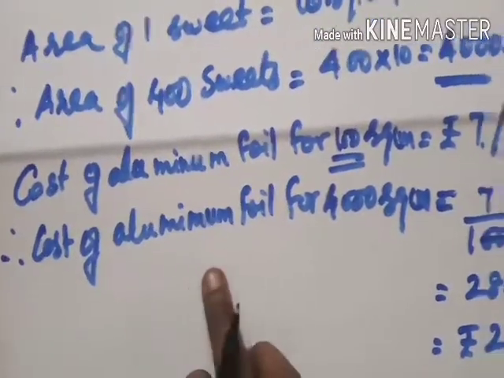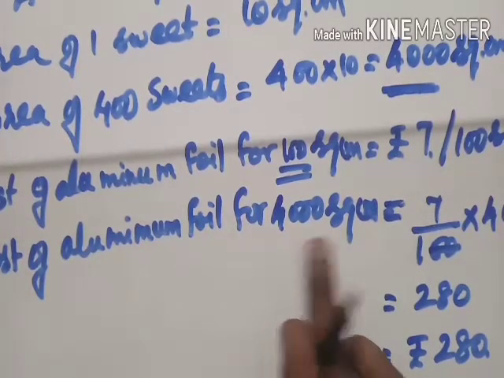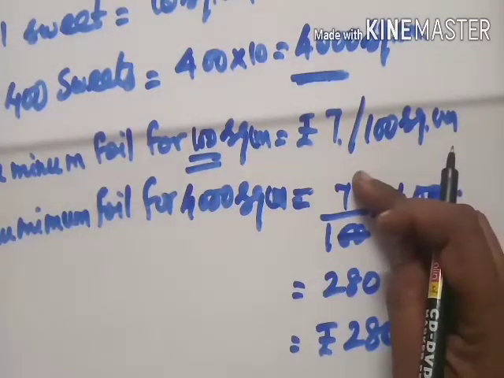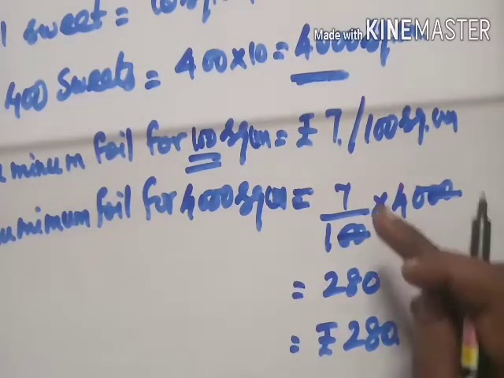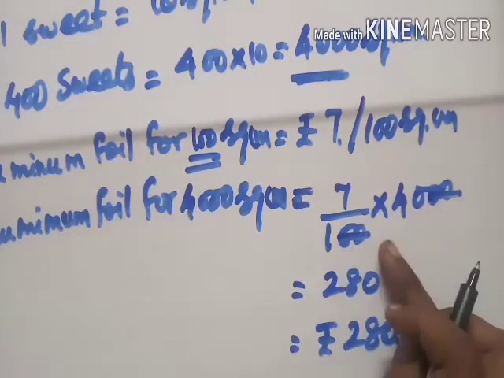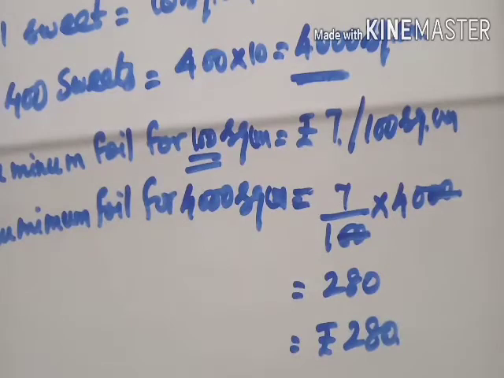Next, therefore, cost of aluminium foil for 4000 square centimeter. For 100 square centimeter, it is rupees 7, so what about 4000? So 7 by 100 into 4000. Cancel these two zeros and these two zeros. 7 into 4, 28. One 0 is here, you have to take it right over here. So the answer is rupees 280. Am I clear? Got it, children? I'll go with the next sum now.